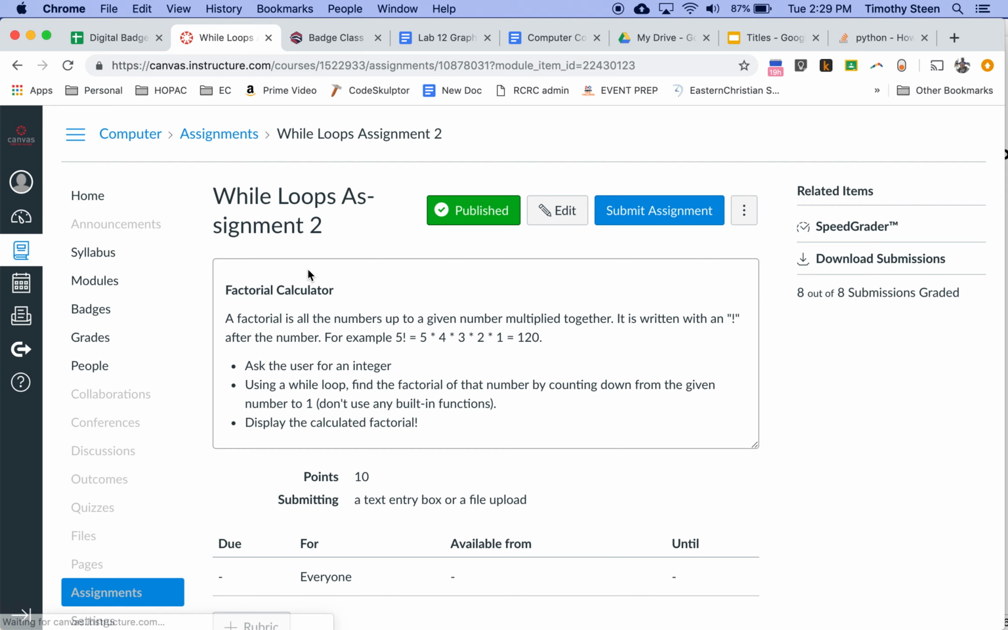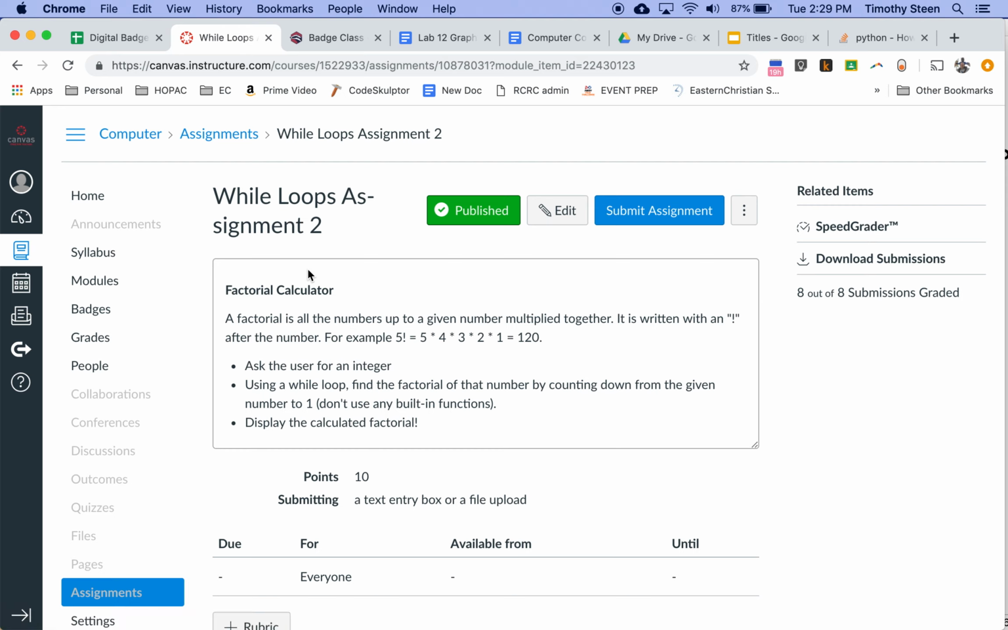Okay, let's take a look at assignment 2 for the while loops, where we get into some math instead of just dealing with strings. I'm going to come over and take a look at the assignment, which I have to bring up on the screen. So here we go, factorials.